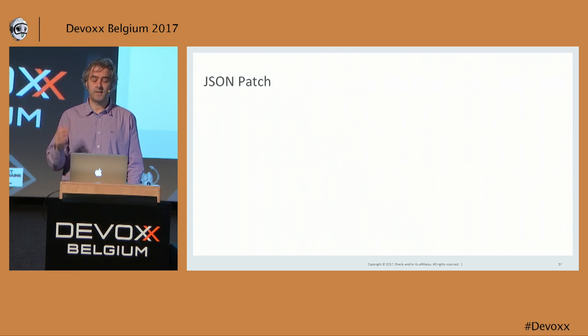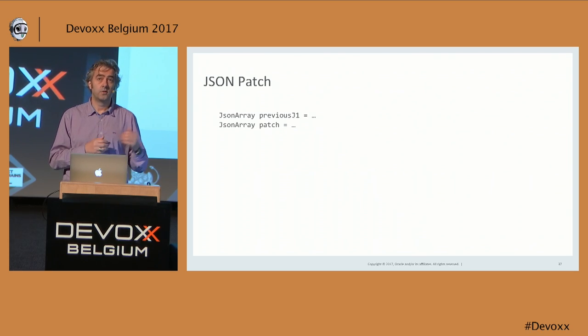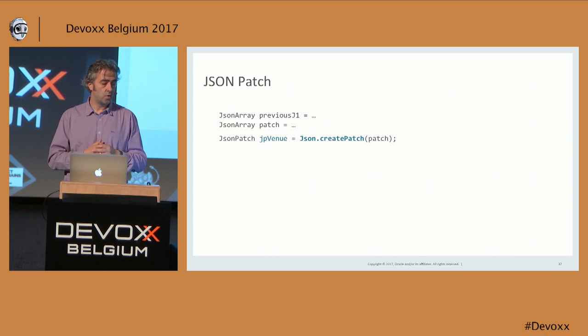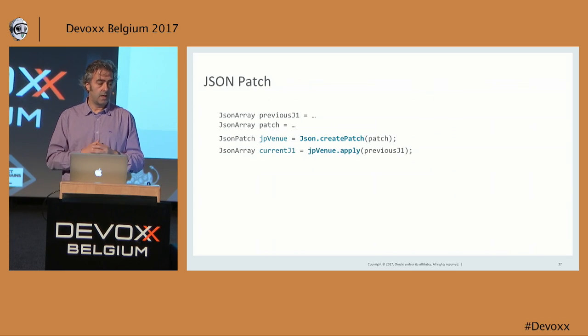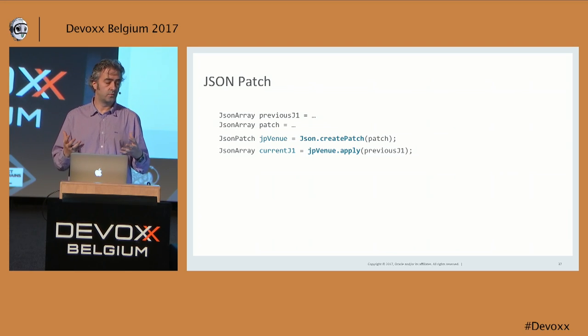Now, if we look at the Java side of the API, we have 2 JSON documents. The first one is the document that we want to apply the patch to, and the second one is the JSON patch itself. We first create a patch using a JSON document, and then we just need to apply the patch to a specific target, the document that we want to modify. Again, this is an immutable API, so that means that we would get a new document.